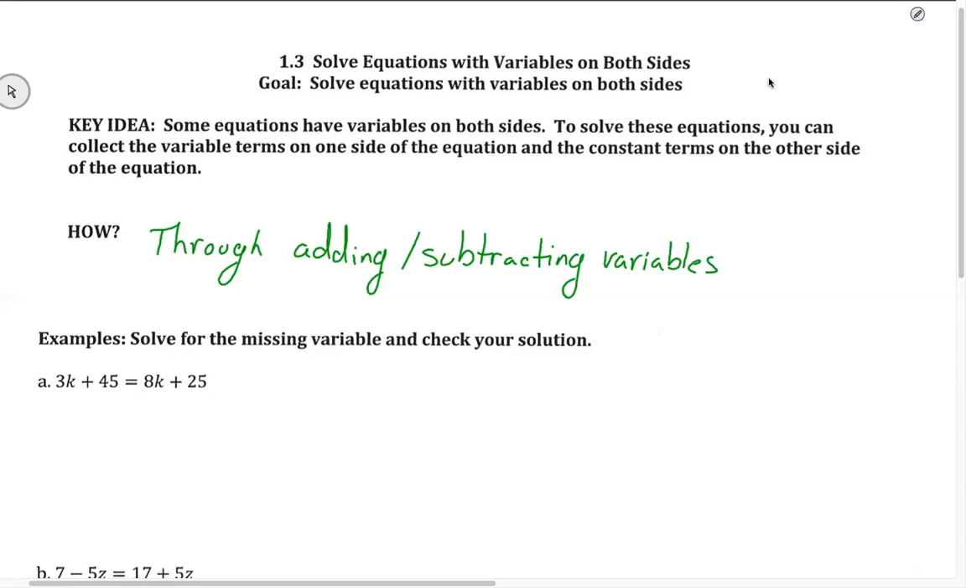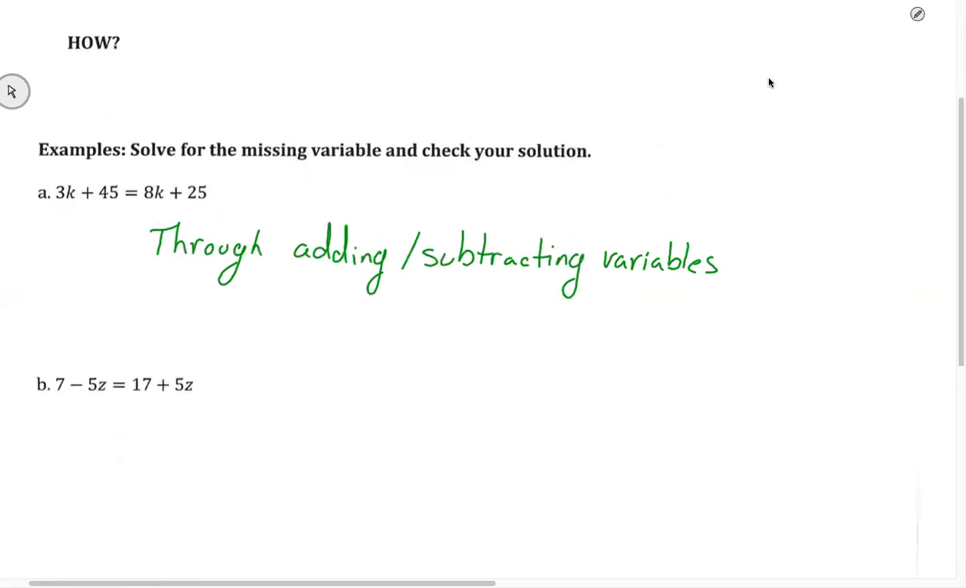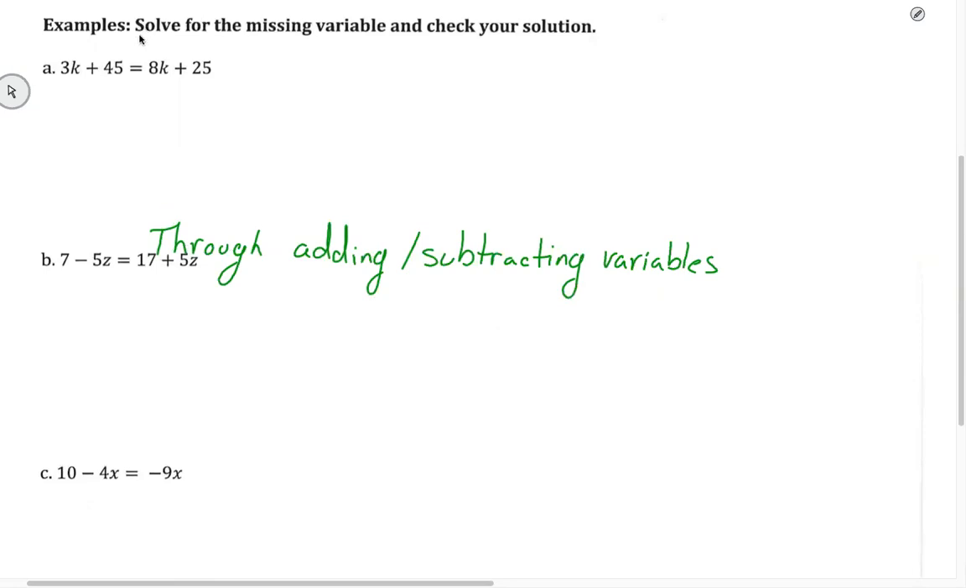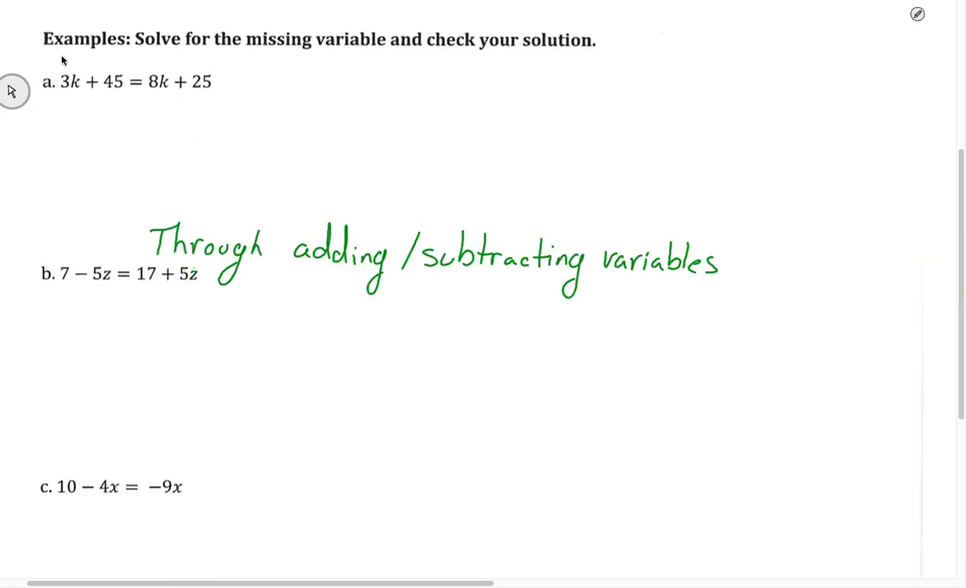Chucky, are you good? Can I move on? Yeah. All right, so now we have these 3 problems. I'm going to try and get them all on my screen for everybody here.